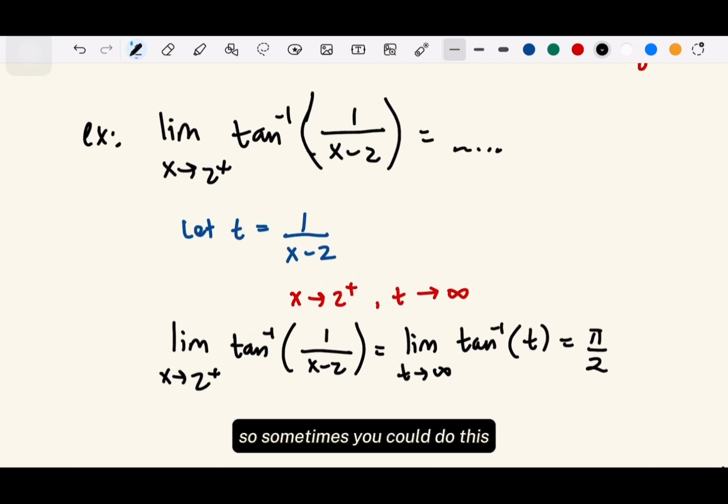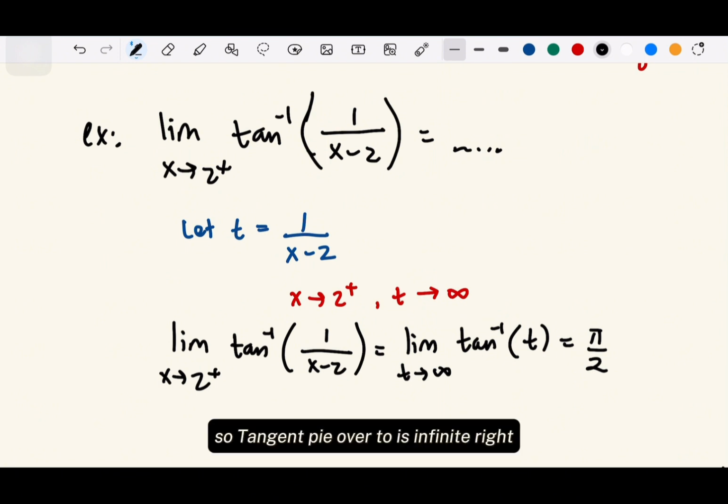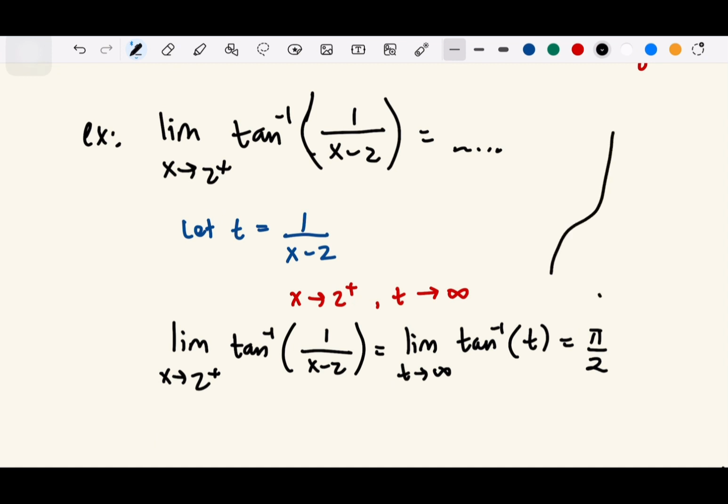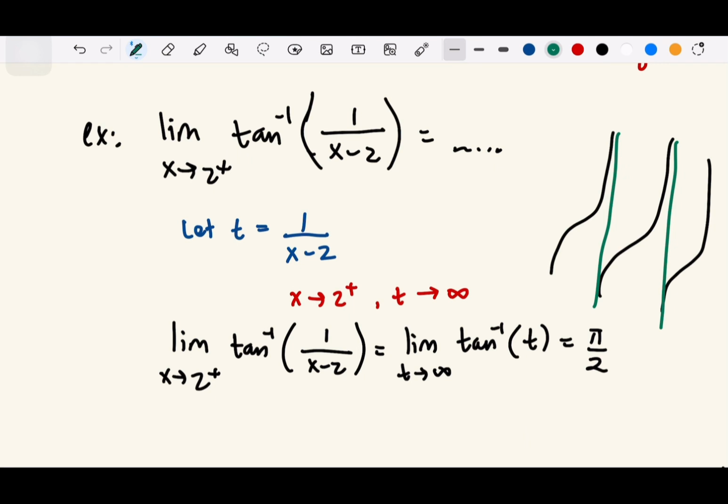So sometimes you could do this. Where did I come from, pi over 2? It comes from the tangent. That's okay. So tangent of pi over 2 is infinite, right? Remember the tangent graphs? It looks like that, and it has the asymptote like that.